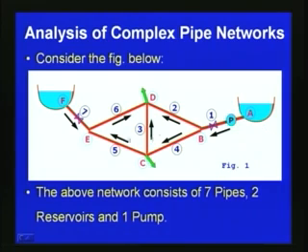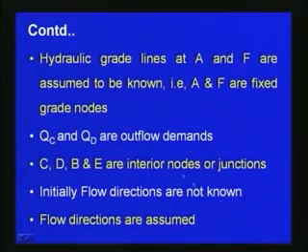Say for example, for this system we can assume that the flow is going in this direction, A to B, and B to D in this direction, B to C, and then C to D flowing, and E to D flowing, but C to E and F to E are the flow directions, and here outflow from D and C. So, now we assume the flow directions.